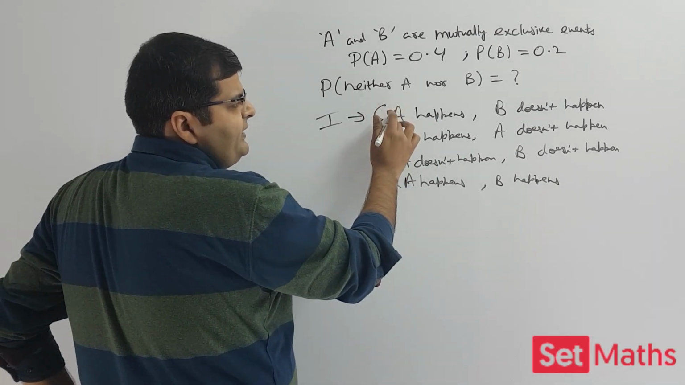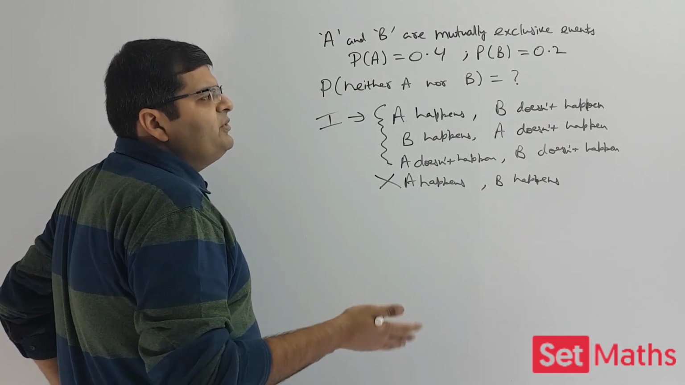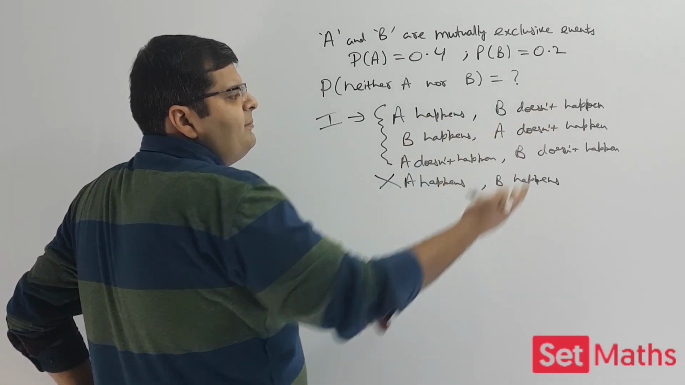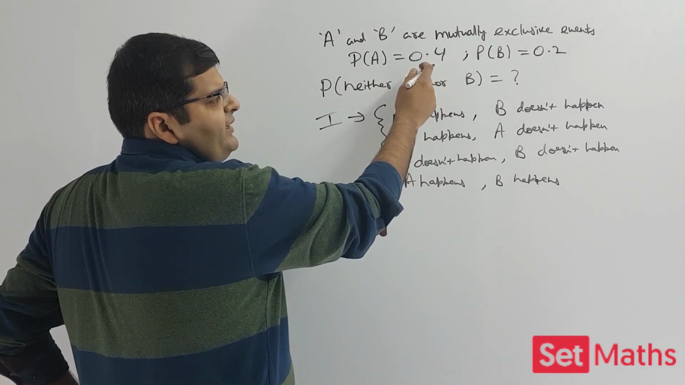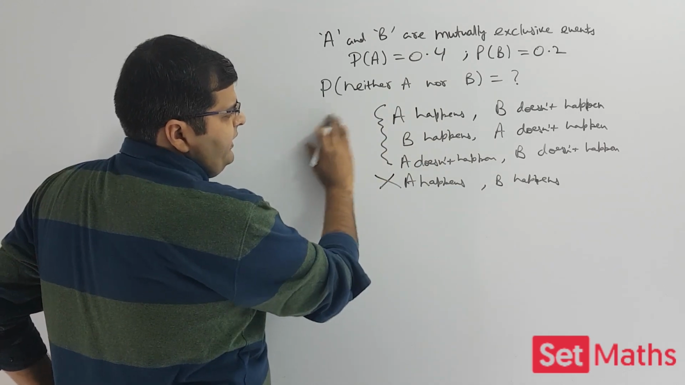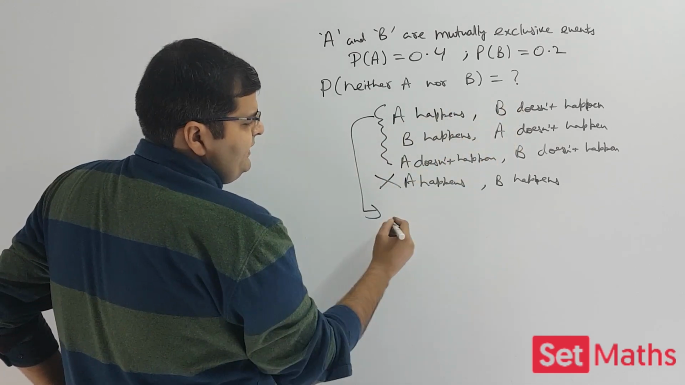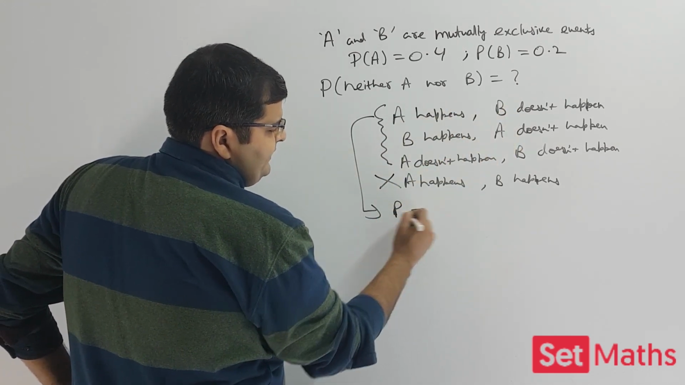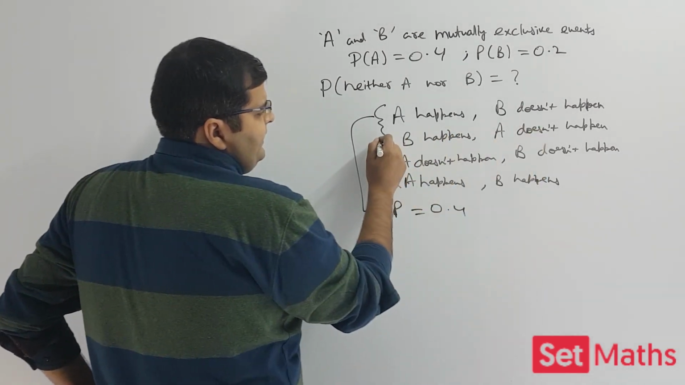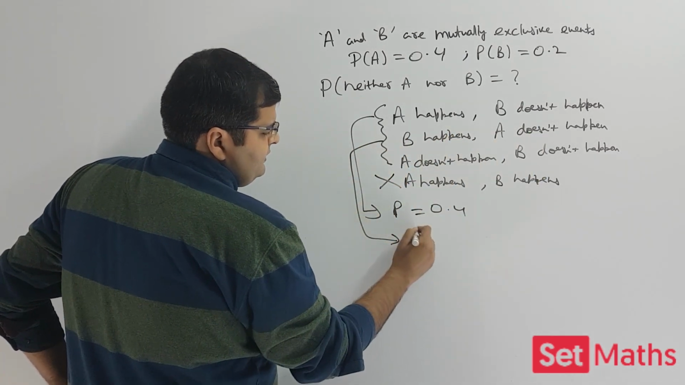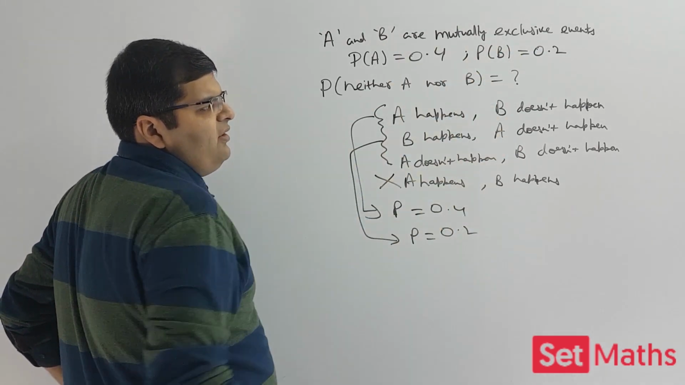Okay, so probability of event A happening and event B not happening. Now these are mutually exclusive. If event A happens, B will not happen. So for that the probability will be the probability of event A, which is 0.4. Now in the second scenario, B is happening and A is not happening. The probability will be 0.2, because B is happening, these are mutually exclusive, so A will not happen.